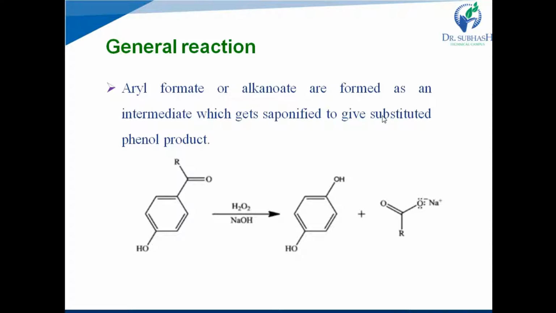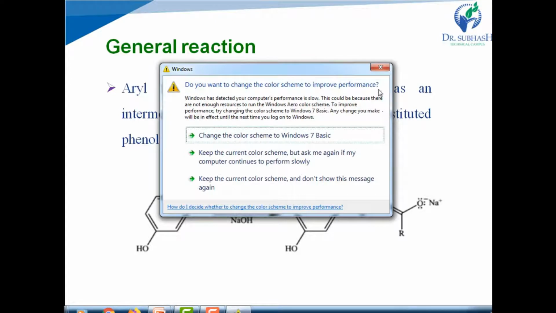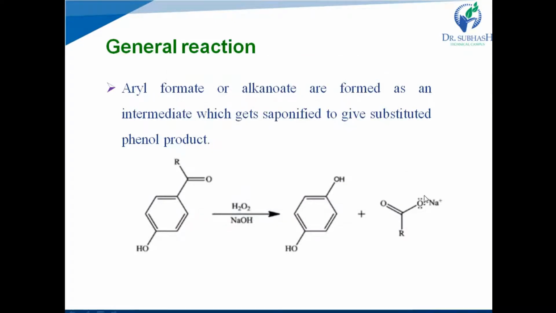In the aromatic ring, OH group and COR group are attached para to each other. In COR, when R is an alkyl group, then it is ketone, and if R is a hydrogen atom, then it is aldehyde. Now this aldehyde or ketone group undergoes Dakin reaction in presence of hydrogen peroxide and sodium hydroxide to form the corresponding substituted phenol. Here the example is benzene diol, and it forms byproduct sodium salt of carboxylic acid.